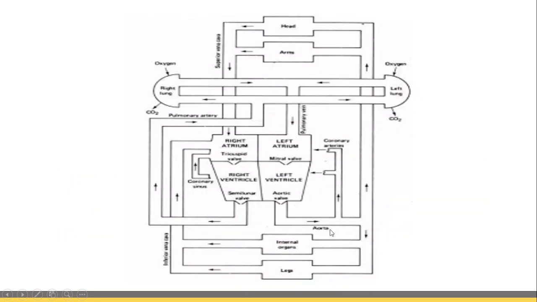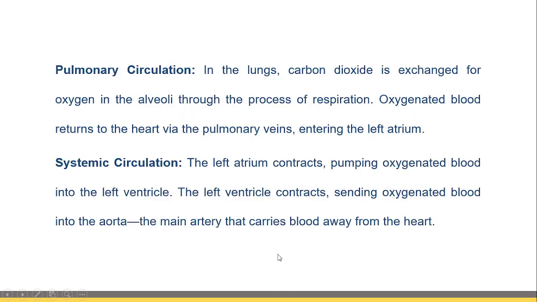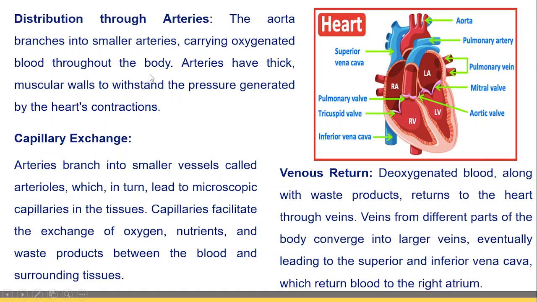Through the aortic valve, the blood is circulated to the legs, internal organs, head, arms, and other parts of the body. The blood is then distributed through the arteries. The aorta branches into smaller arteries carrying oxygenated blood throughout the body. Arteries have thick muscular walls to withstand the pressure generated by the heart's contractions.